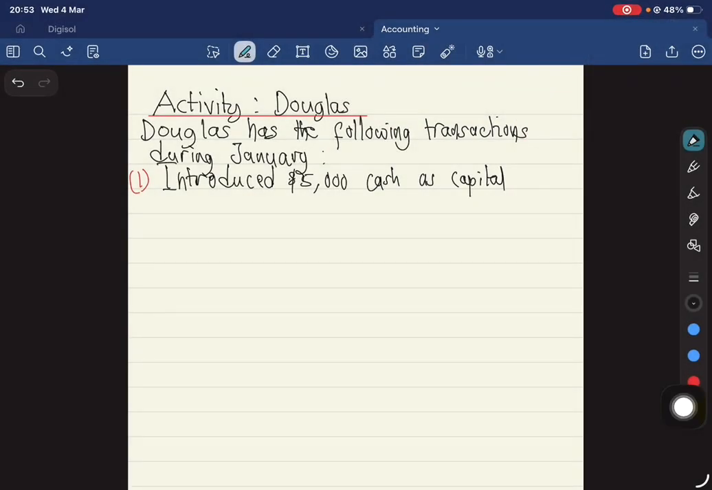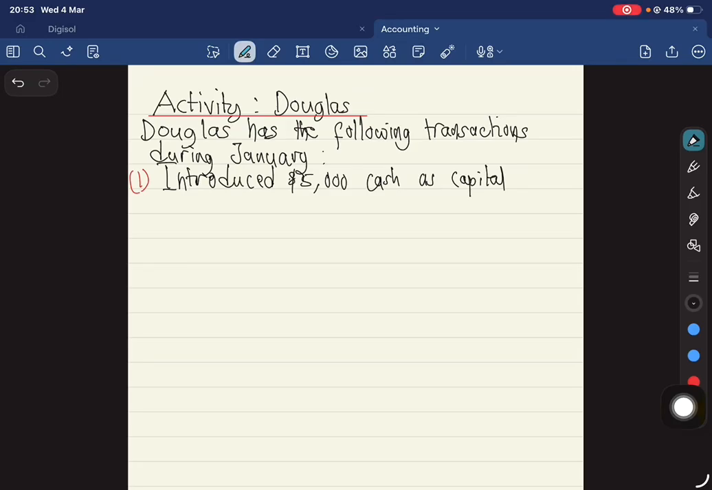In my previous video, we talked about the general rules regarding assets, liability, and capital. So today we'll be solving some examples to help us understand the rules. Let us look at this example, the Douglas example. It says Douglas has the following transactions during January. 1. Introduce 5,000 cash as capital. So Douglas introduced 5,000 cash as capital.